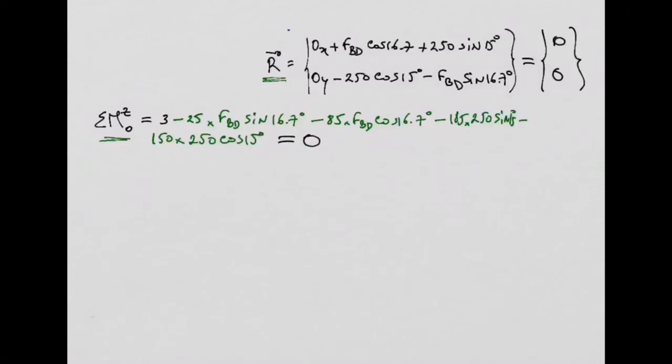Okay? So we will have three equations here for three unknowns. The three unknowns are OX, OI, FBD. Okay? So you solve this system of equations, three equations for three unknowns. You get the force in the cylinder, FBD, which is the answer to this question. All right?